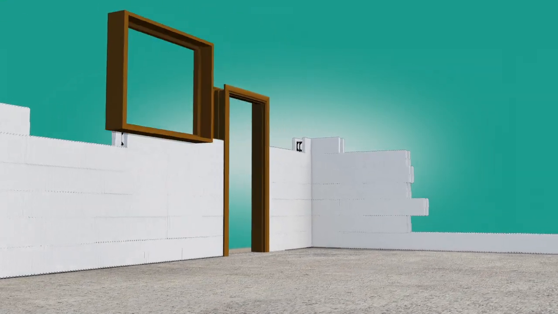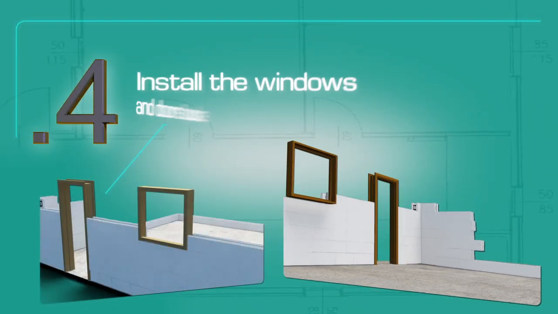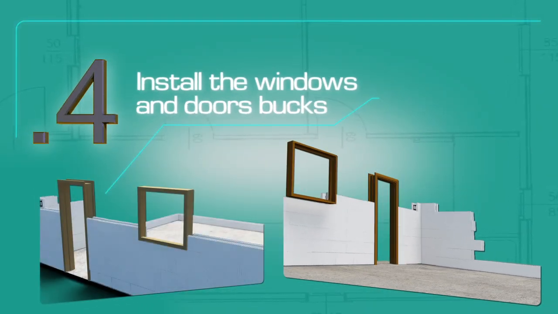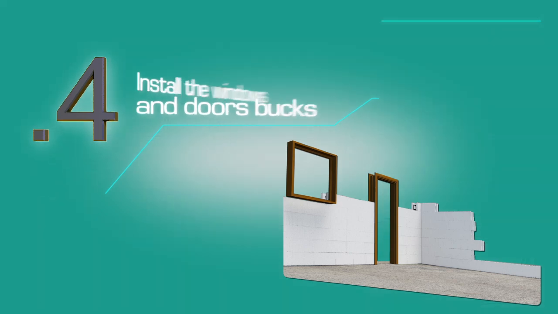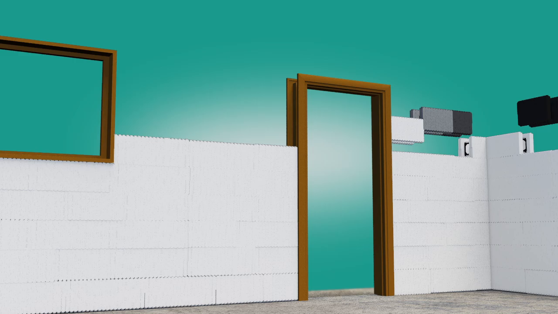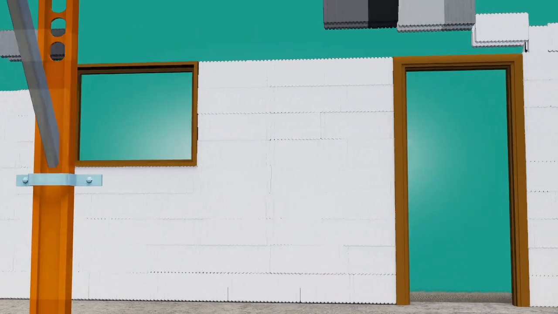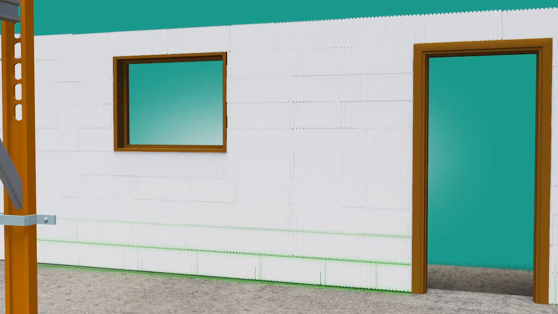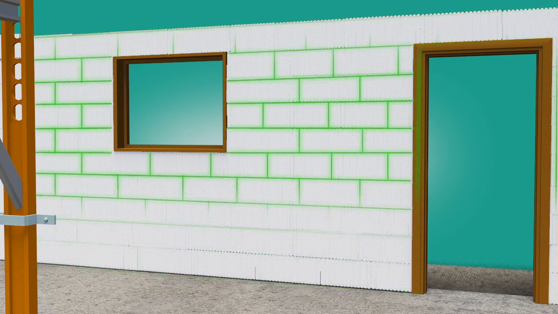Install window and door bucks at each location where an opening is required. Cut and fit the MVic blocks around them. Bucks are used to hold back the concrete and stay in place permanently, providing a nailing surface for the installation of windows and doors. Pressure-treated lumber or vinyl bucks may be used.